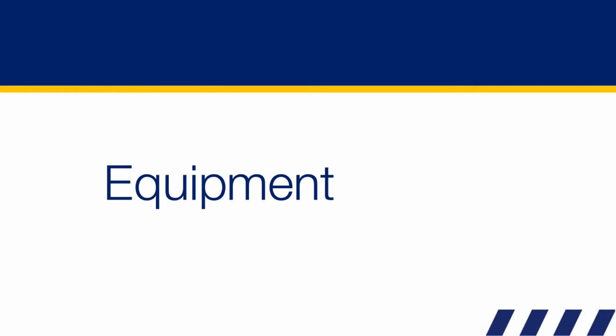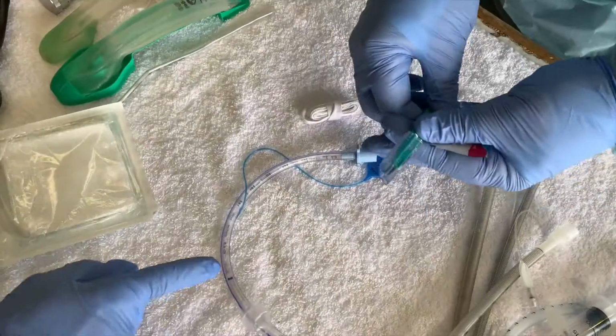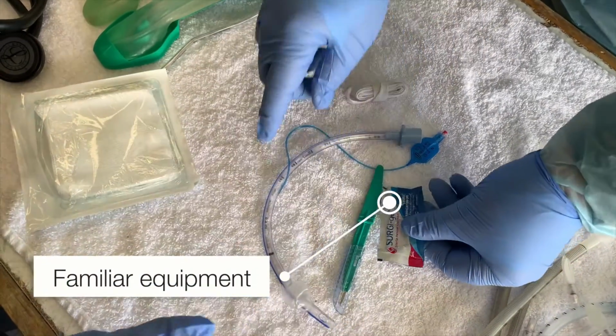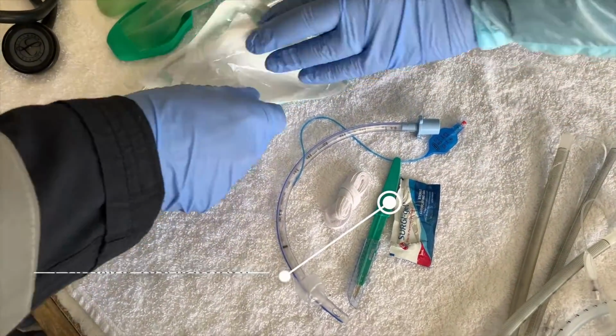The following equipment should be readily available and identified before proceeding. This can be pre-packaged to ensure easy access and completeness. You'll note that all this equipment is already present in the current airway kit and can be rapidly assembled in the event of a prepared kit not being available.